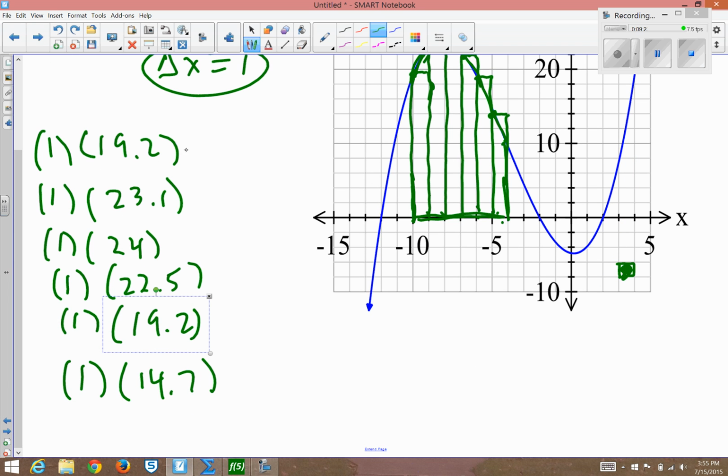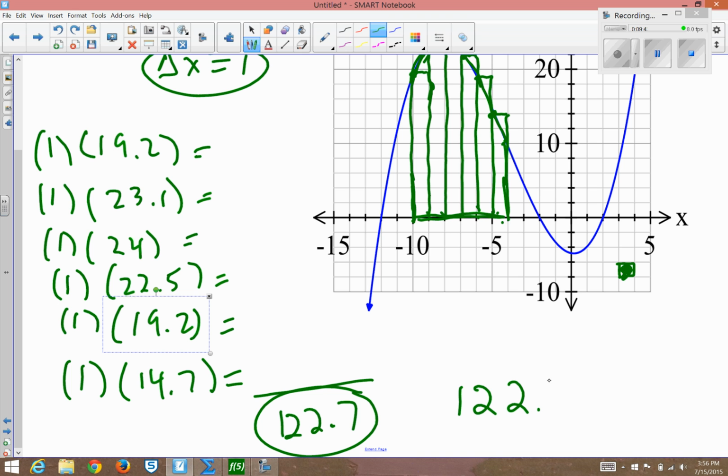So do all this multiplication, very easy because they're ones. You get the areas of all these skinny, tall rectangles and add them all together, and the total comes out to be 122.7. That's the answer. I'm going to rewrite it a little more neatly. 122.7 is approximately the area between the blue curve and the x-axis in the interval from -10 to -4. That's it.